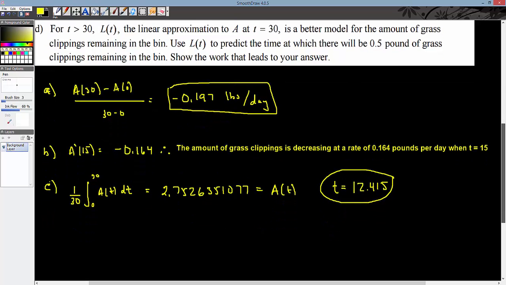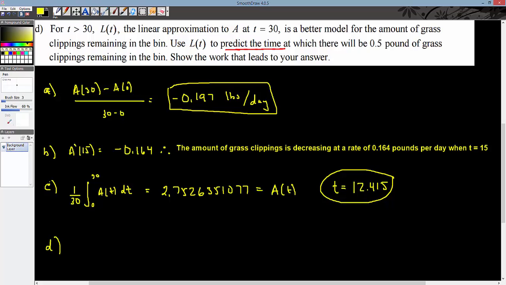Okay, part D. For any t greater than 30, L of t, which is the linear approximation to A at time equals 30, is a better model for the amount of grass clippings remaining in the bin. We are going to use this line called L of t to predict the time at which there will be 0.5 pounds of grass clippings remaining in the bin, and we have to show our work that leads to the answer. Okay. It says to predict the time. So hopefully it makes sense that we are solving for t, and we are going to use linear approximation, which means I need the equation of a line.